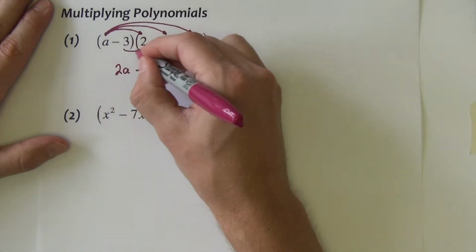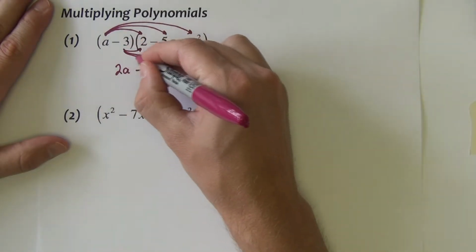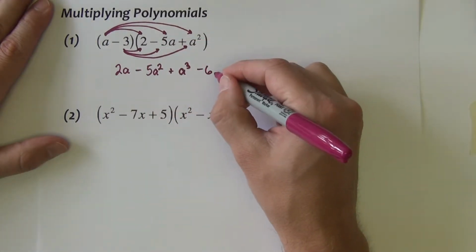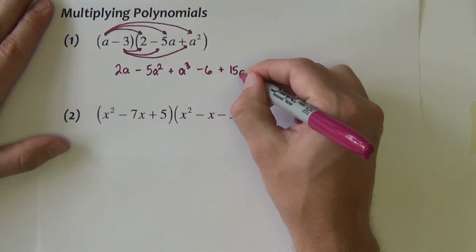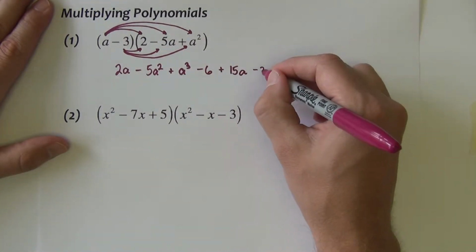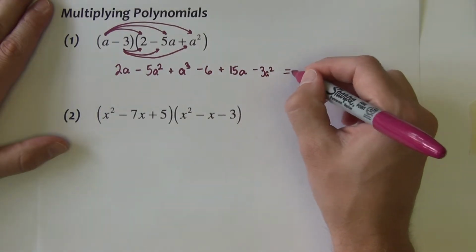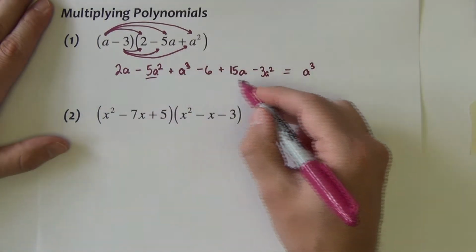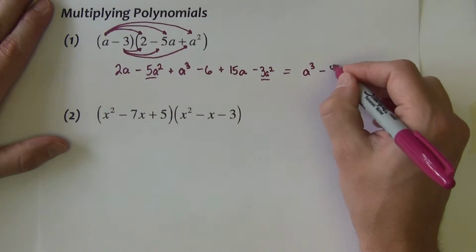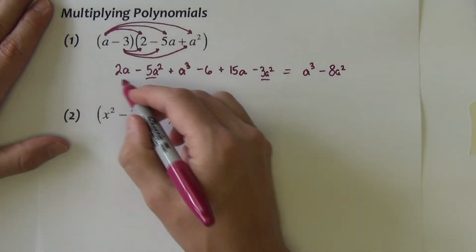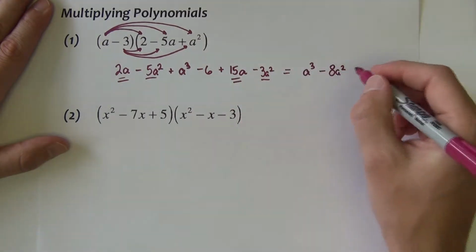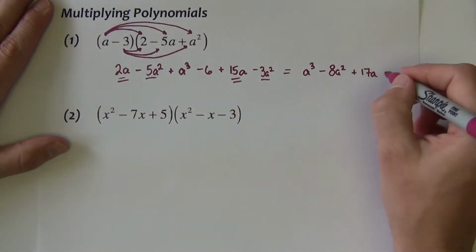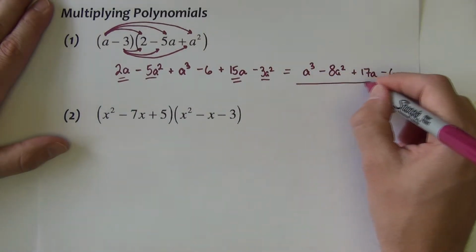Now I want to distribute negative 3 as well. Negative 3 times 2 is negative 6. Negative 3 times negative 5a is plus 15a. And negative 3 times a squared is negative 3a squared. Okay, now combining like terms, the a to the third is the only one of those. I have a squareds here, and they combine to give me negative 8a squared. I have a's, which combine to give me 17a. And then this minus 6 is the only constant term, so minus 6 at the end.